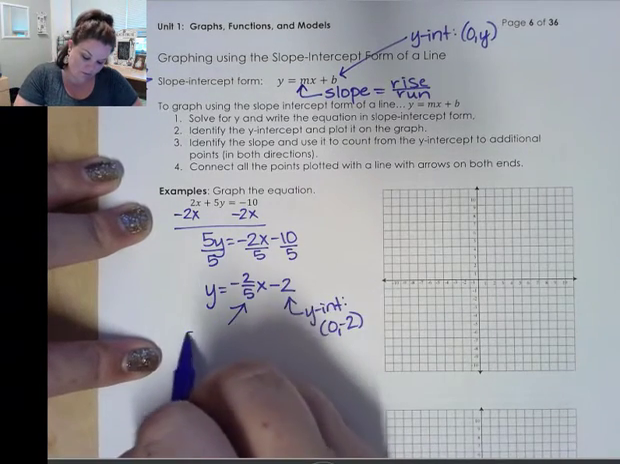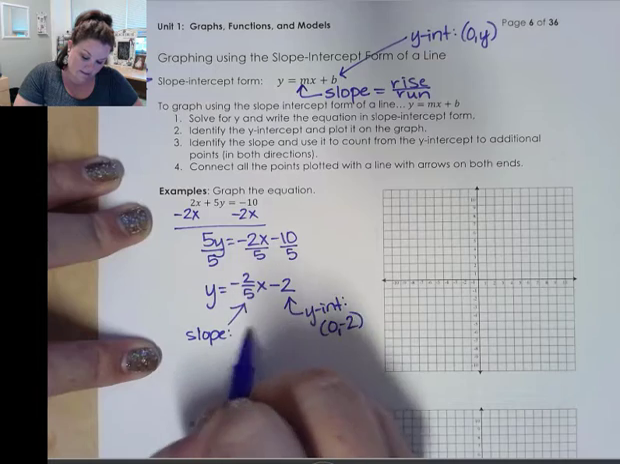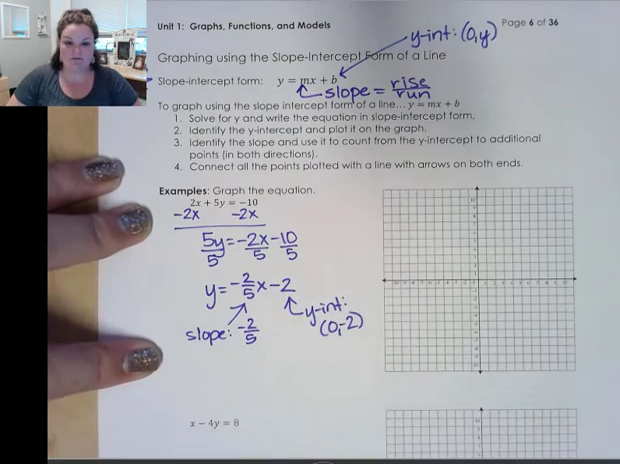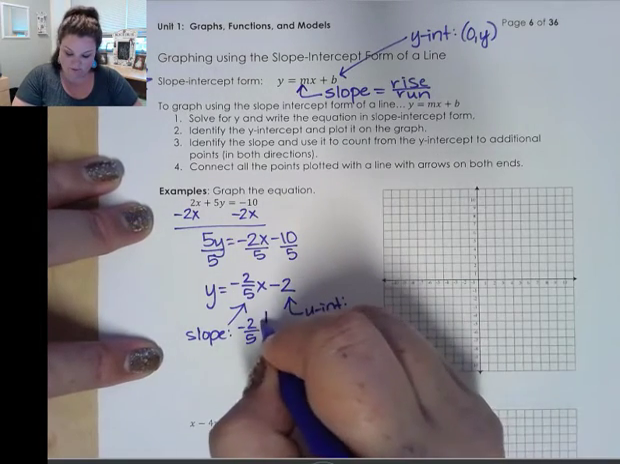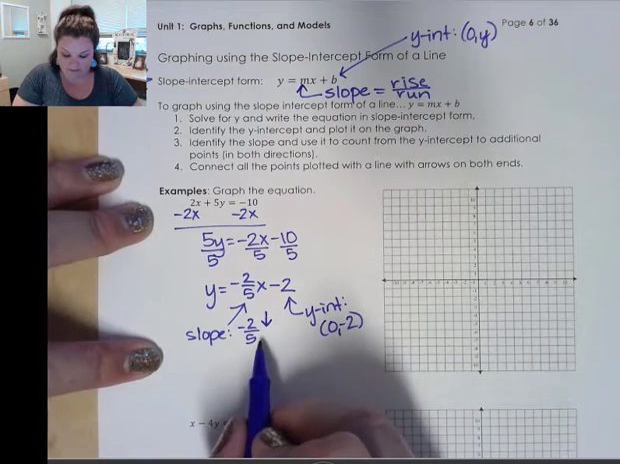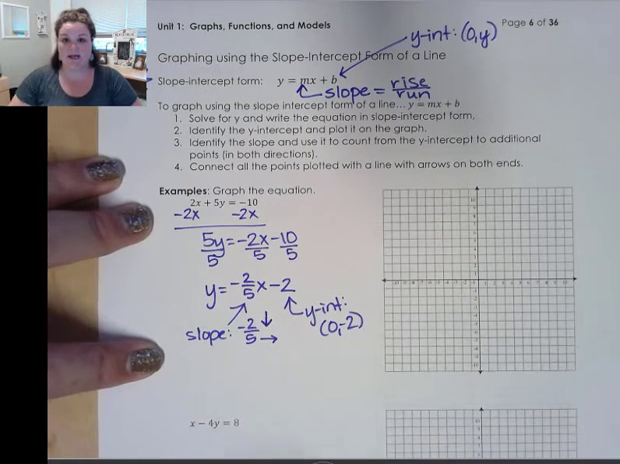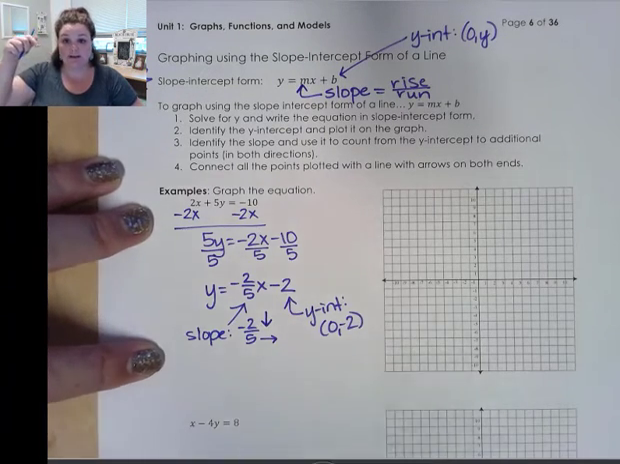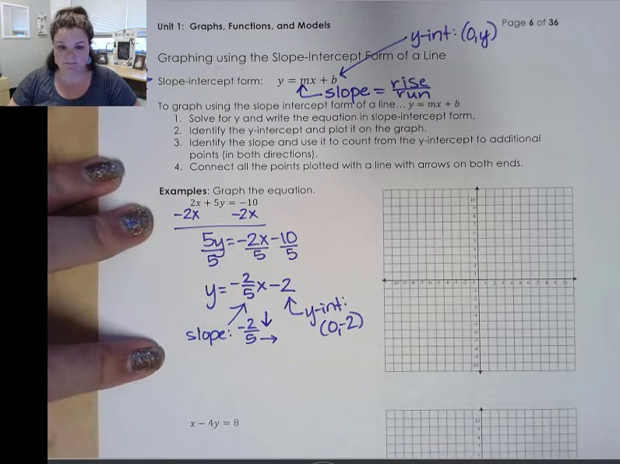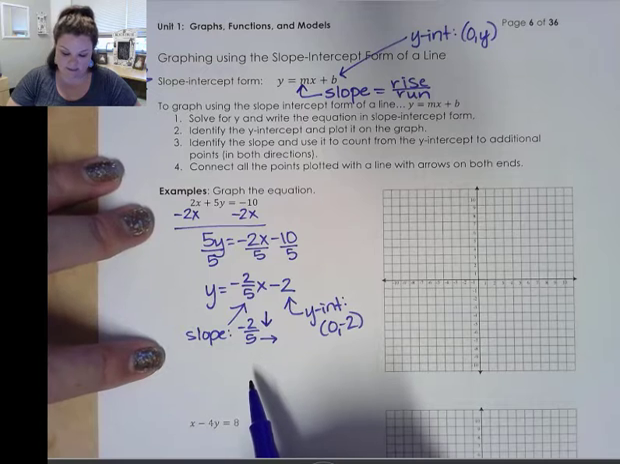And then my slope is going to be -2/5. So what this tells me is that I'm going to go down 2 and forwards 5. Okay, if it's negative, we're going down or backwards, right? If it's positive, we're going up or forwards. So let's go ahead and see what this looks like.